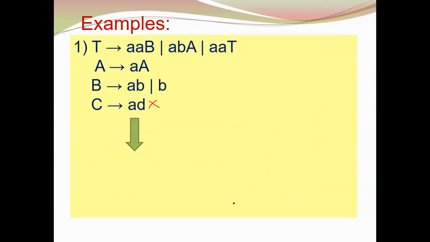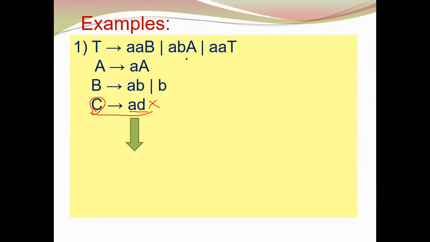See here we have four productions. T tends to AAB, ABA and AAT, and A tends to AA, and B tends to AB and B, and C tends to AD. Here the variable C, C tends to AD. This is the terminal form, this is some string. This is useful, but where can we use this C?